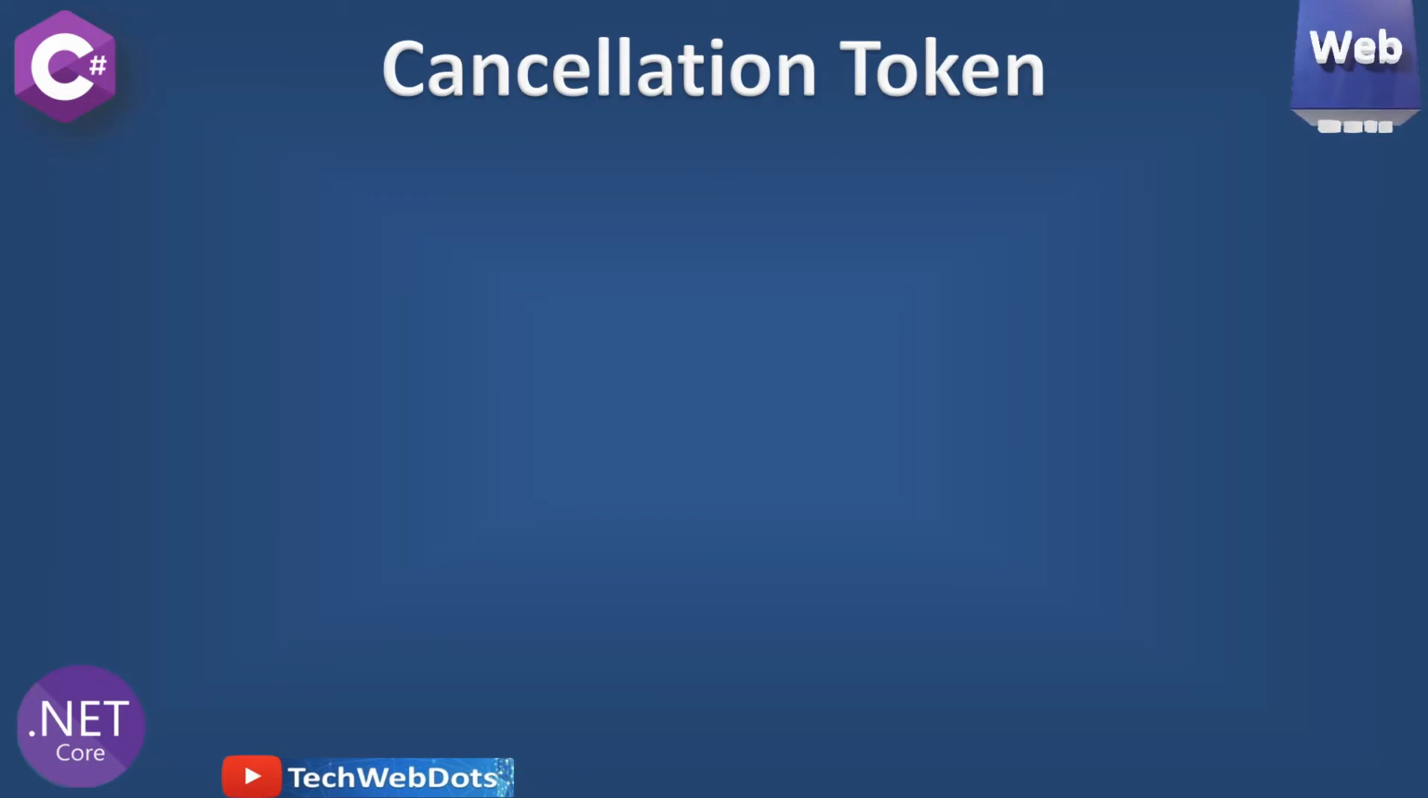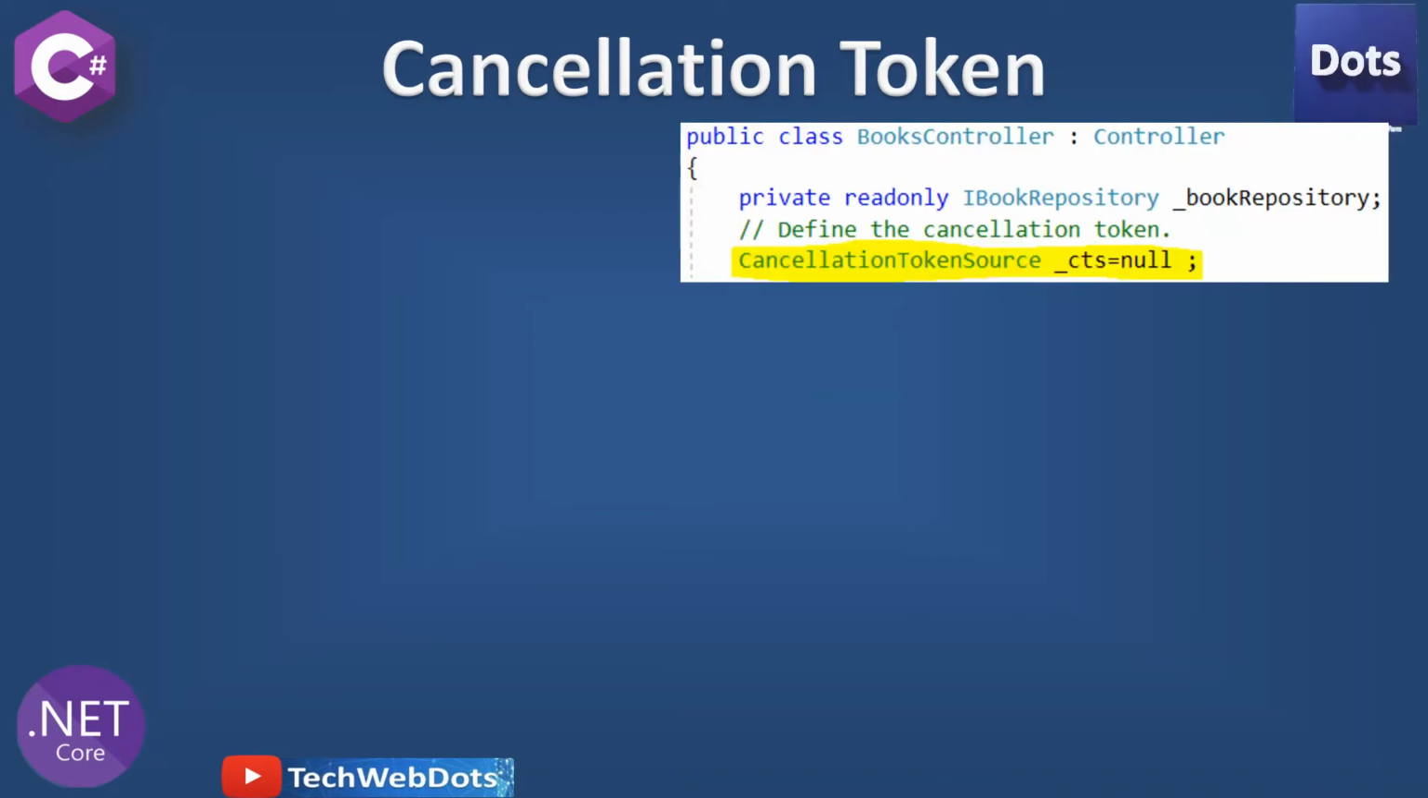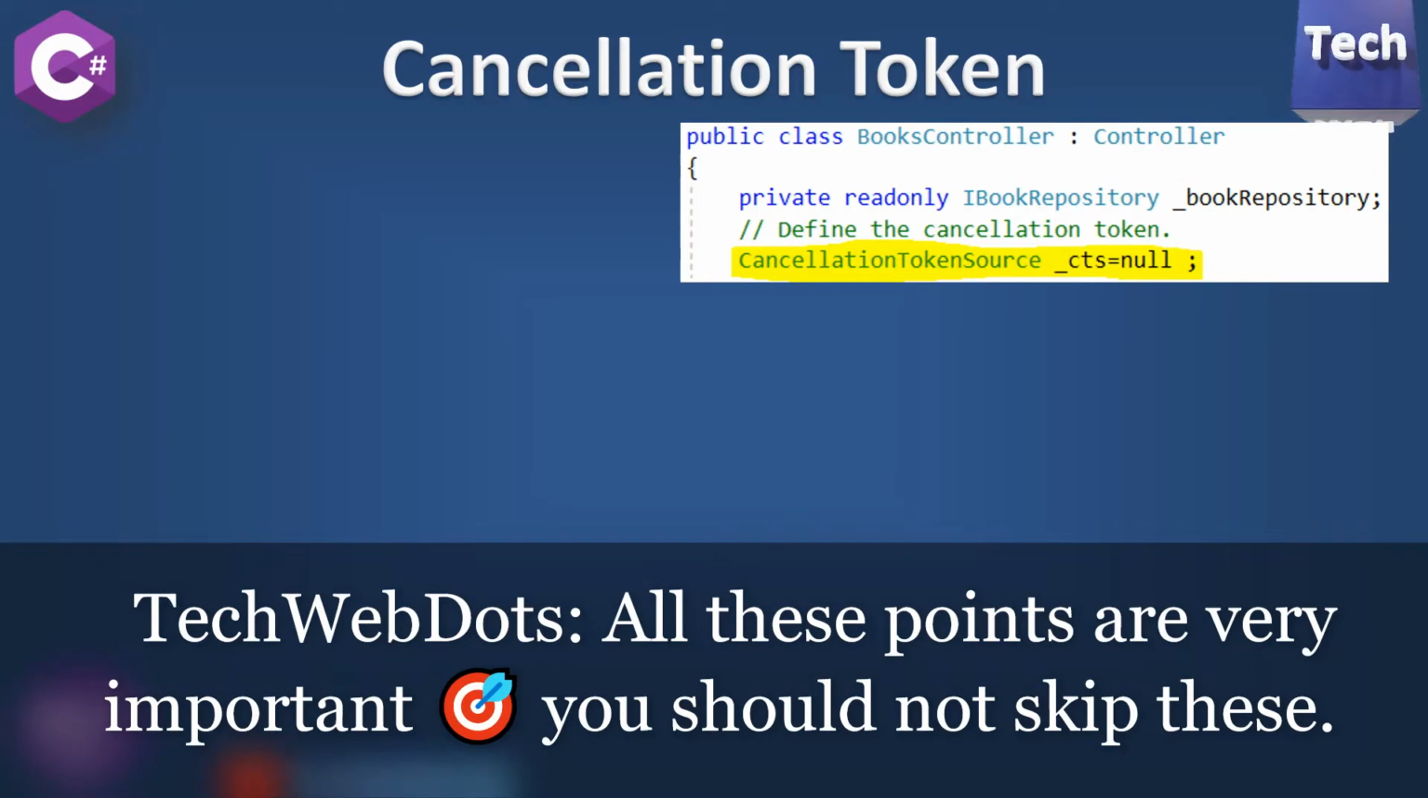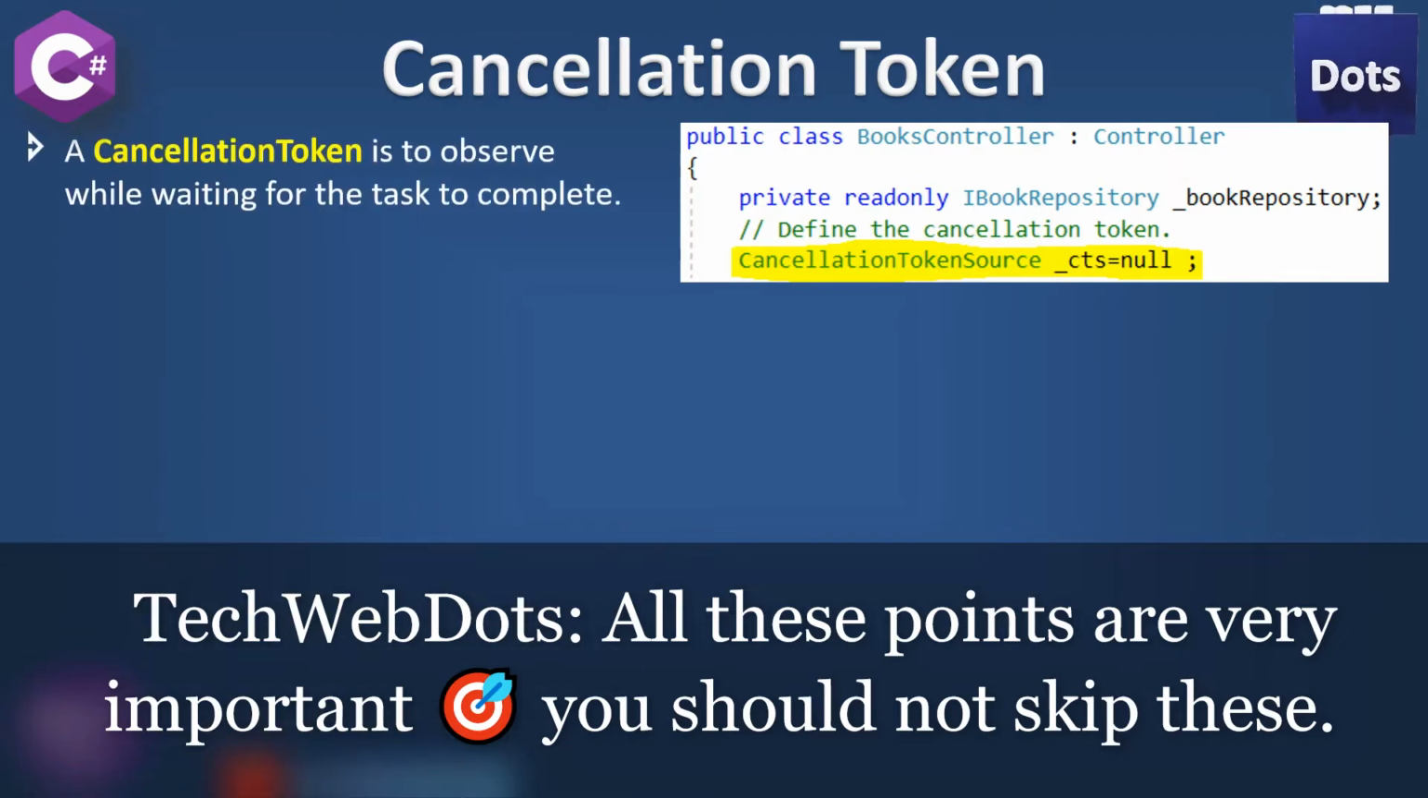There are a few very important points that I would like to discuss with you. As you can see on the right-hand side of the screen, to use cancellation token, cancellation token source is the prior requirement. As you can see in our controller class, we are creating a cancellation token source variable and specifying it as null. Okay, and let me give you brief information.